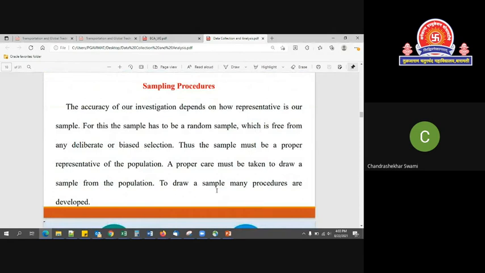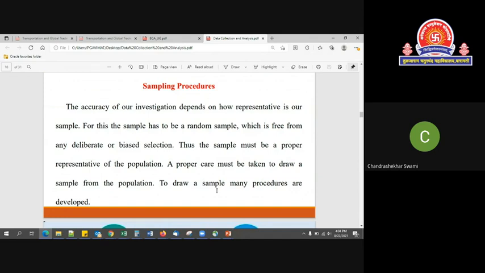So here we have discussed the advantages of sampling. Now see the procedure of sampling. The accuracy of our investigation depends on how representative our sample is. In the definition of sample, I told you the representative group of the items is called what? Sample.